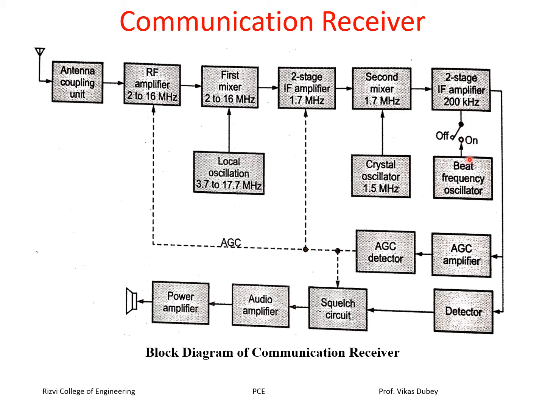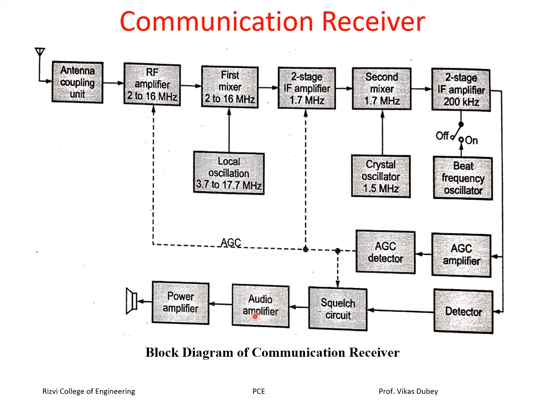Then there is the on-off switch, which is the beat frequency oscillator, BFO. Then this signal comes to the AGC amplifier, which is able to control the gain. The AGC detector is there to control the output gain. Then the detector is the demodulator, we can say. This output goes to the squelch circuit. The squelch circuit is an important circuit whose main function is to disconnect the detector from the reception if no carrier is received.